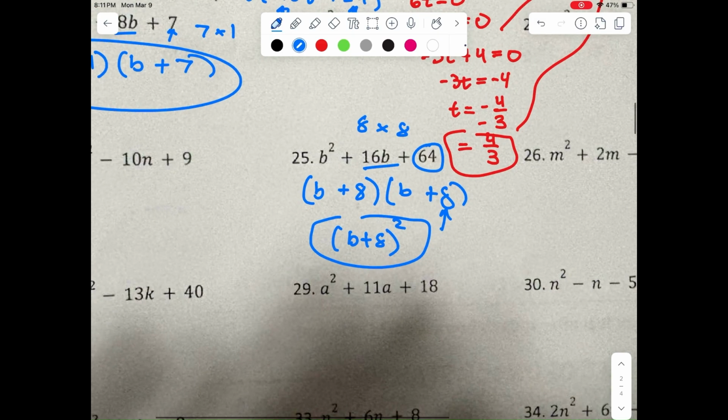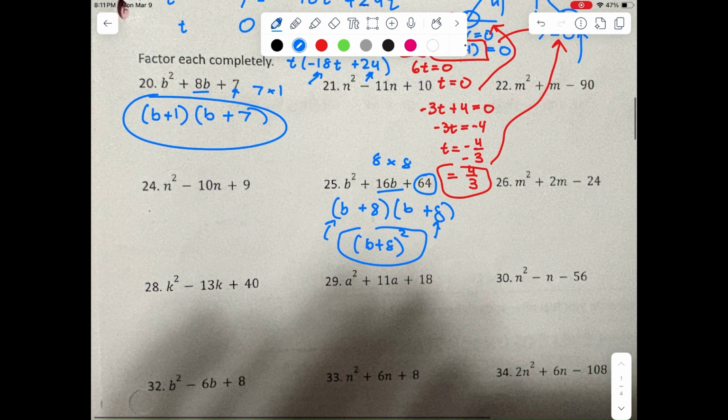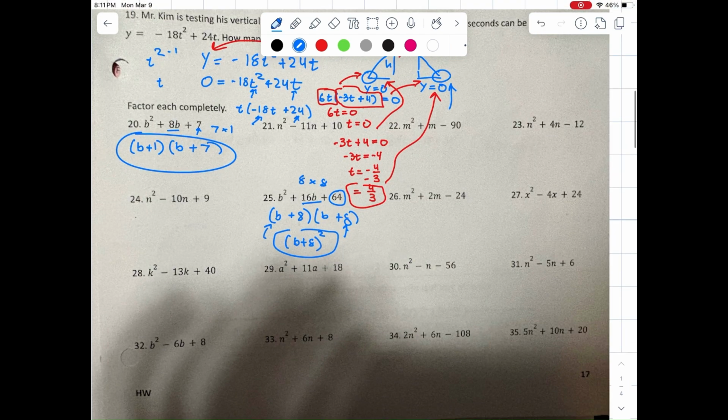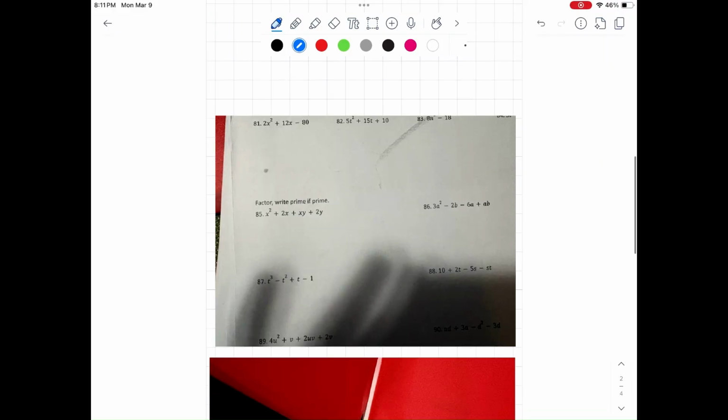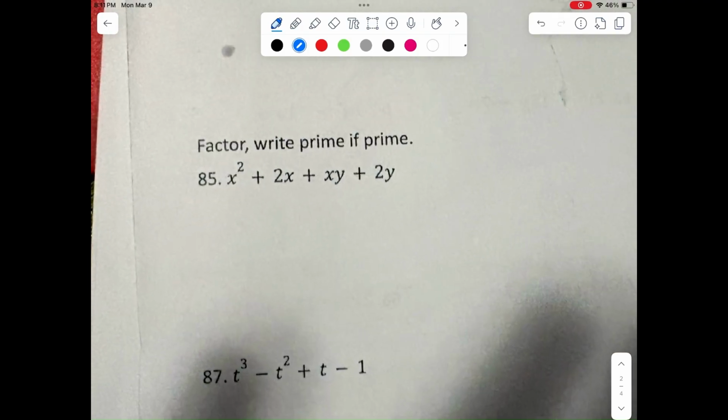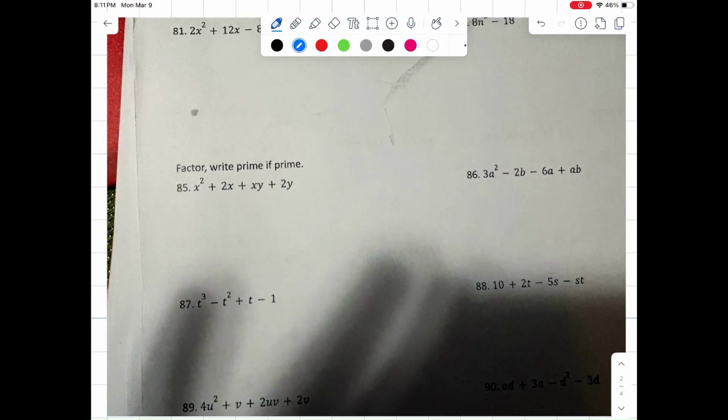I don't know if your teacher would make you write it as that, but that is technically how you do it. Okay, I feel like those are good practice for you then. Let's take a look at this. Okay, so now we got multiple variables, or at least in this one. I have to write prime if.